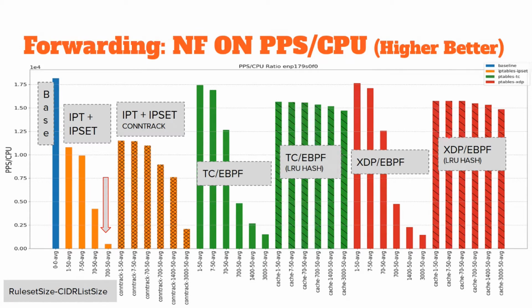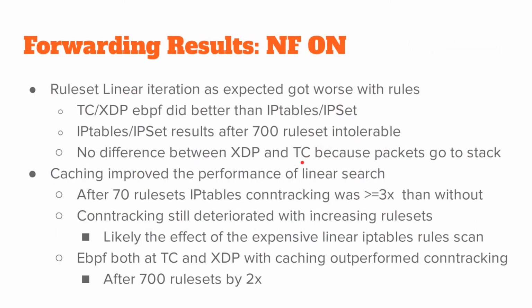XDP had similar results because we routed packets, right? So you go through XDP, but you still have to go through the stack. So the results were not much different than TC. All right. This is what I just said, so you can read it afterwards when you get access to the slides.